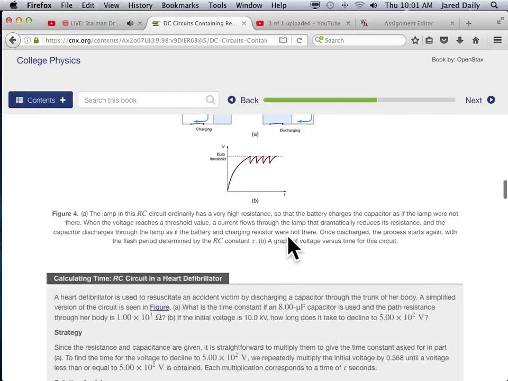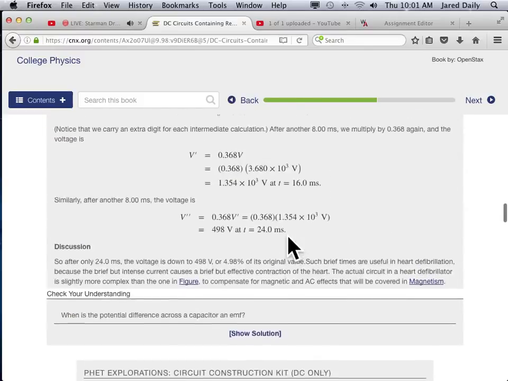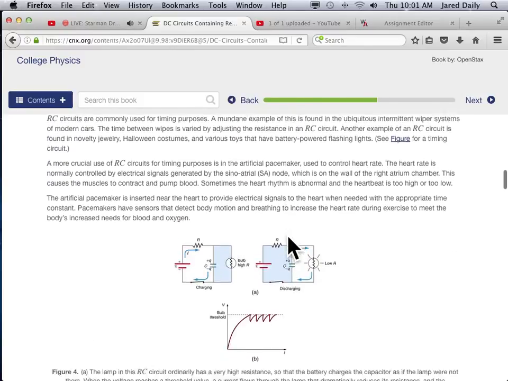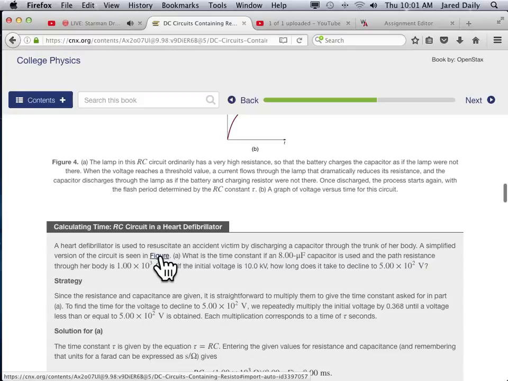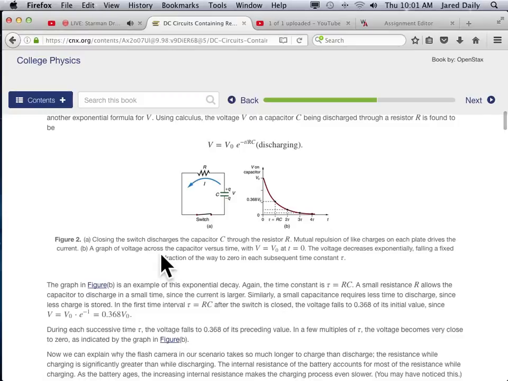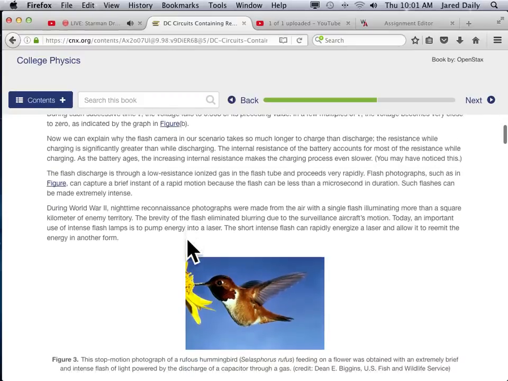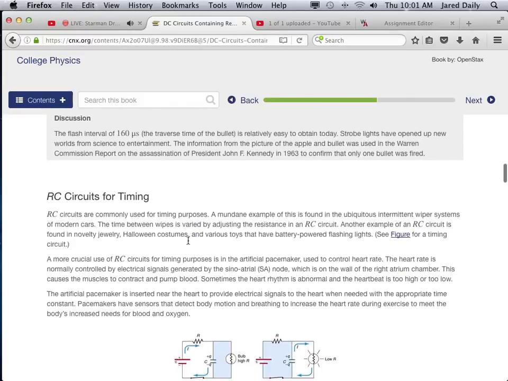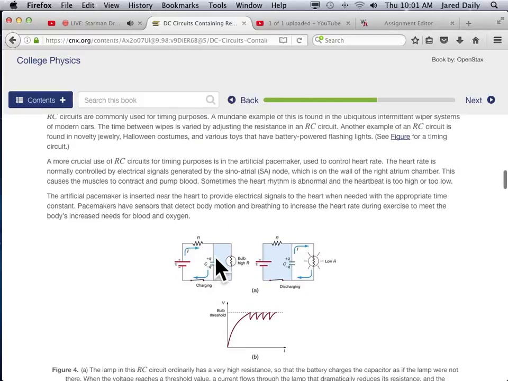right? Actually, is that the right one? Sure, why not? Yeah. Discharge. So this is actually the circuit diagram for a flash bulb, but it's the same idea as a heart defibrillator. So when this switch is closed, it's charging the capacitor as current flows through here.